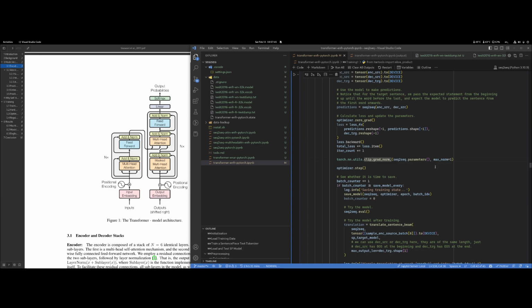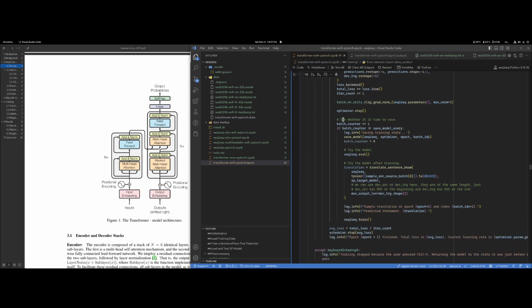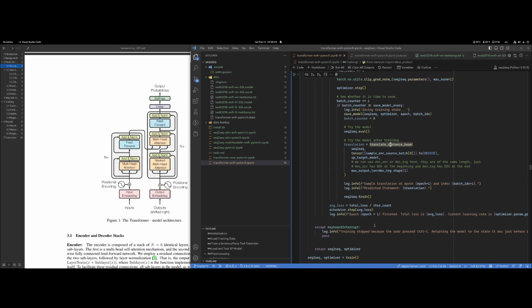This is normal as well in training, where you want to avoid your gradient becoming so large, so you do a clipping on them sometimes, just to limit how big they are, to avoid your training becoming unstable. And then you do a loop here, save the model from time to time, and every now and then I try the model just to see how it's performing. So I do translation here, and I'll talk about what the beam search is. And that's the main iteration loop.